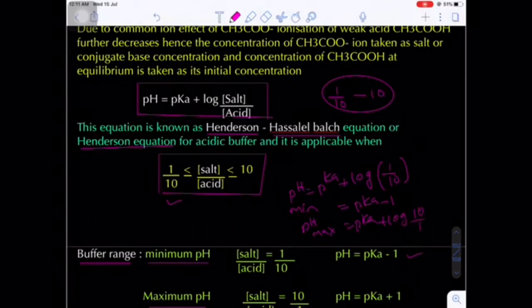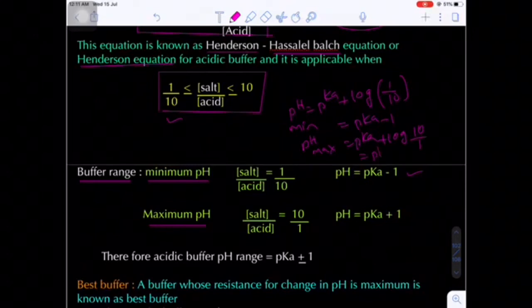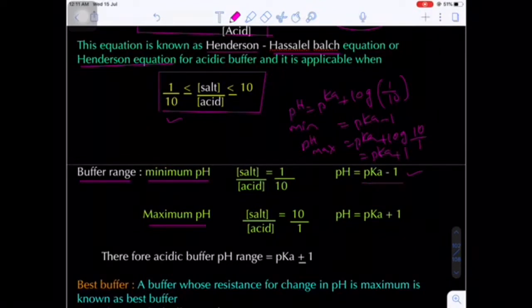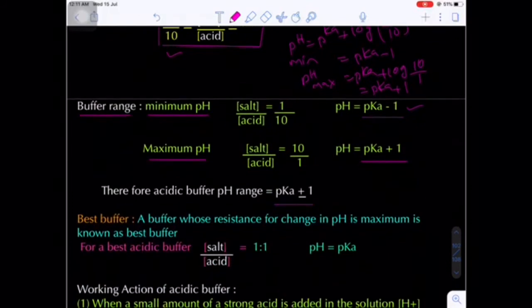Okay, now for pH maximum, pKa plus log of 10/1. 10/1 means 10, log 10 means 1, so maximum pH is equal to pKa plus 1. That means minimum pH value is pKa minus 1, maximum value is pKa plus 1. So this is called the buffer range, the pH range of the buffer, that is pKa plus or minus 1.